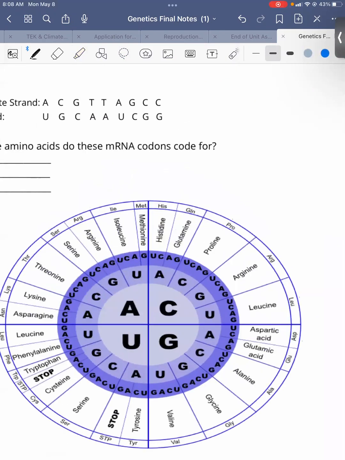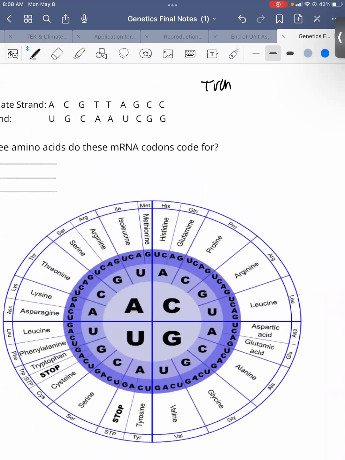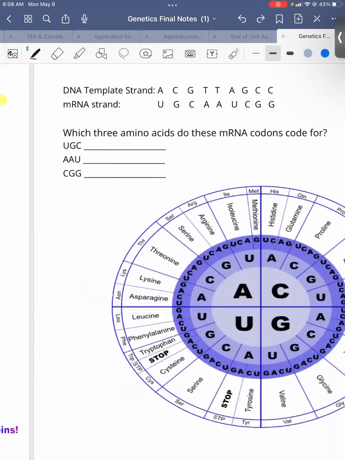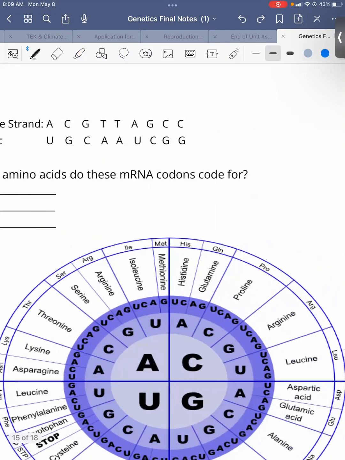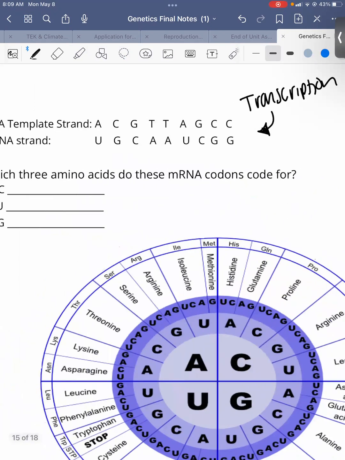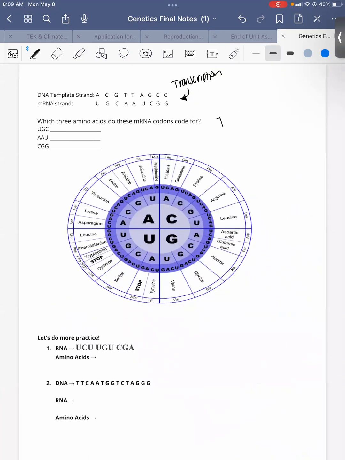So what I want you guys to do is label this as translation. I'm sorry, my bad. So this is transcription right here. How do we know? We're going from DNA to RNA. Okay, that's transcription. And this is translation. Translation is when we go from RNA to amino acids.